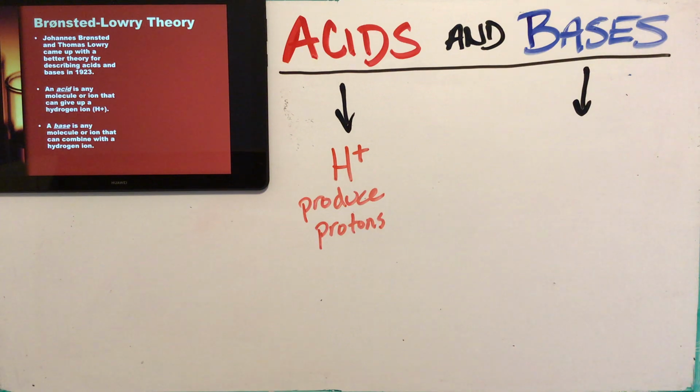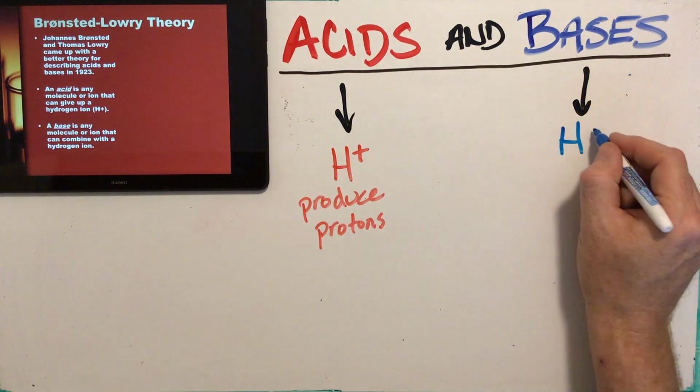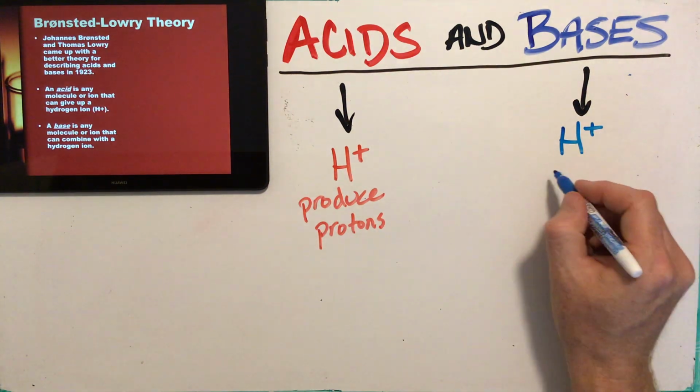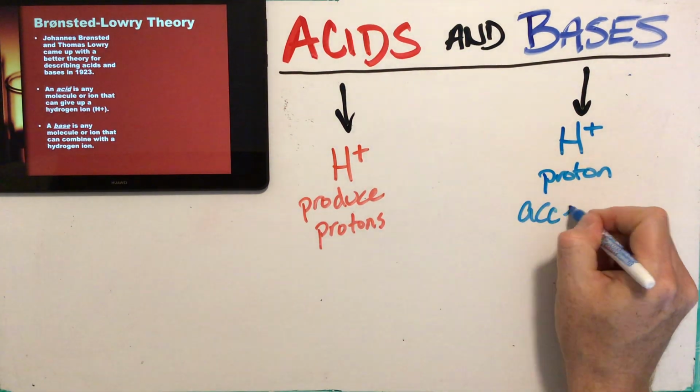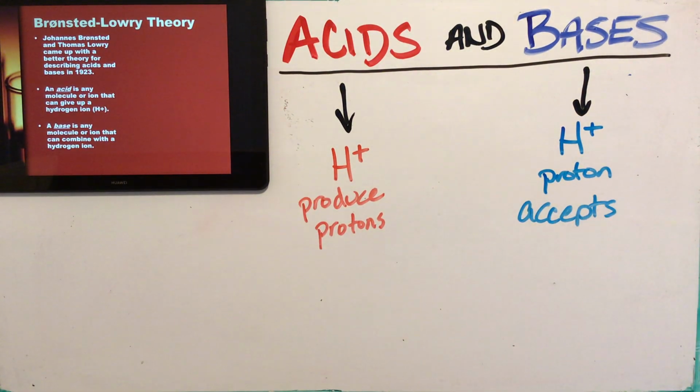A base, and this is the main difference. A base is any molecule or ion that can combine or accept hydrogen ions. So there's a difference here. That OH thing is gone, right? It takes a hydrogen ion or a proton and it accepts them, right?